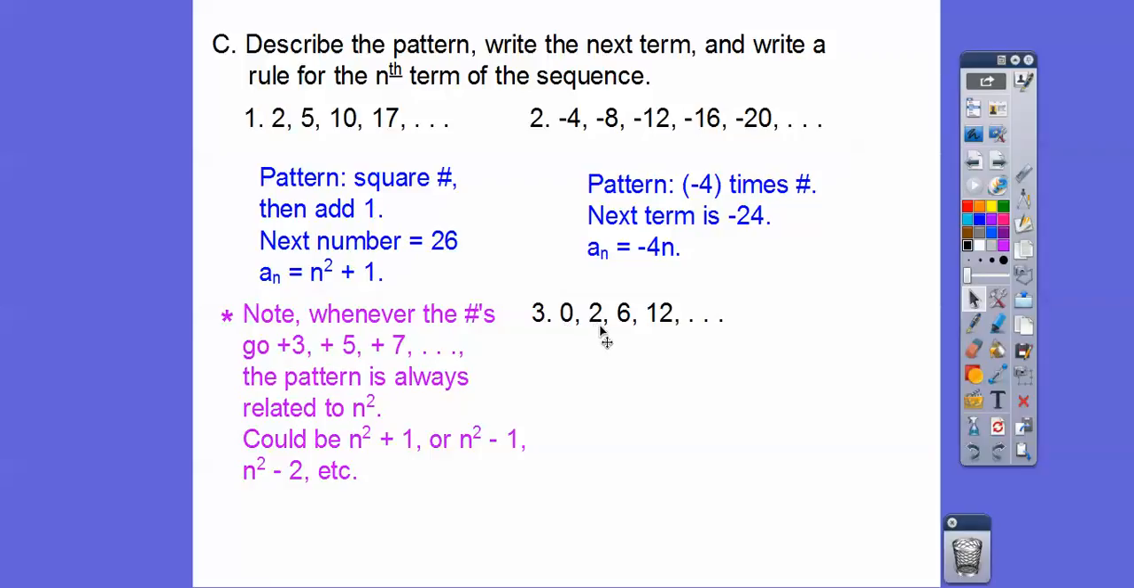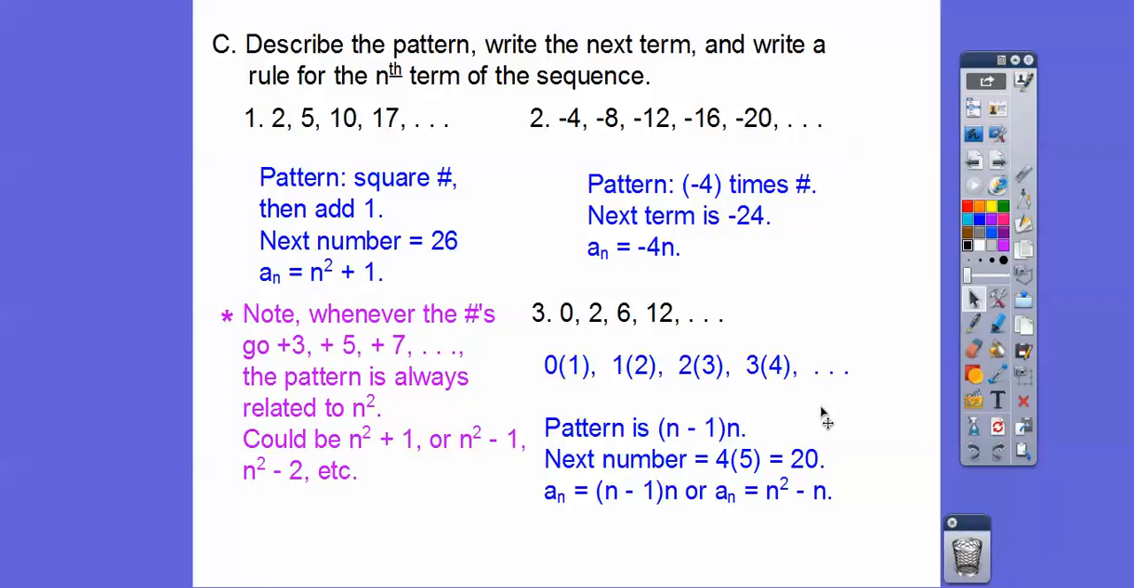I'm sorry, plus 2, plus 4, plus 6. So can you see that pattern right there? When it happens like that, it follows the pattern n minus 1 times n, which is n squared minus n, you guys. It's kind of hard to see, but just playing around and guessing and checking on this.